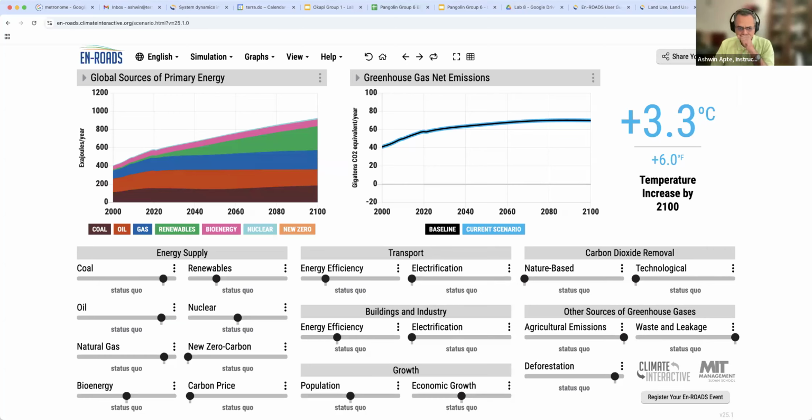There's a question from Megan in chat asking if hydrogen is considered new zero carbon. It can be if the hydrogen is generated using zero carbon energy in the first place. So not necessarily, but it could be a zero carbon energy source.